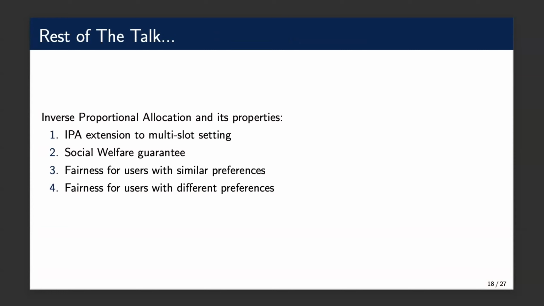Okay, so for the rest of the talk, so far we saw some definitions of fairness and generalization. Now we are going to see the action that I talked about, inverse proportional allocation, what it is, how we can generalize it to our setting, and what guarantees we get for it in the sense of social welfare and fairness.